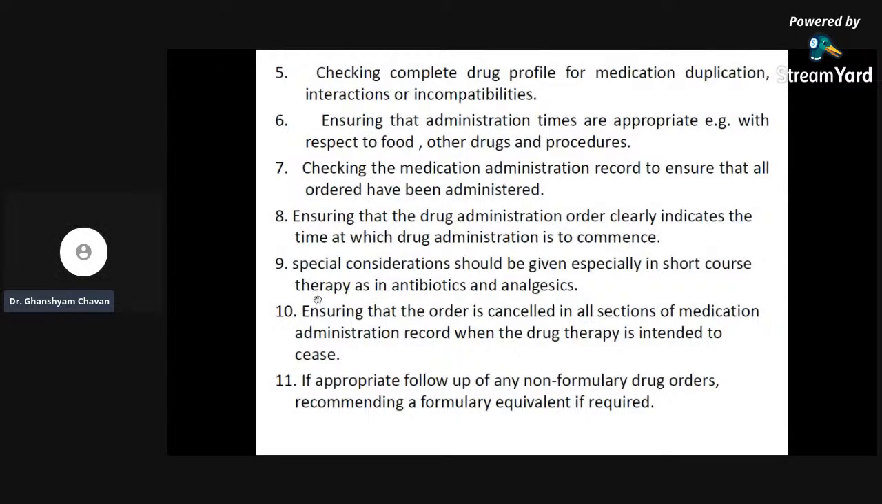Next point is special consideration should be given. Just what I am checking.